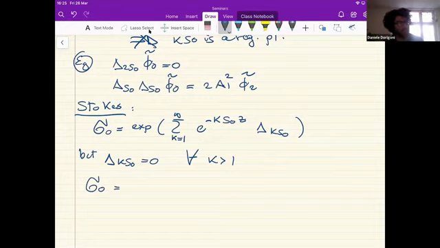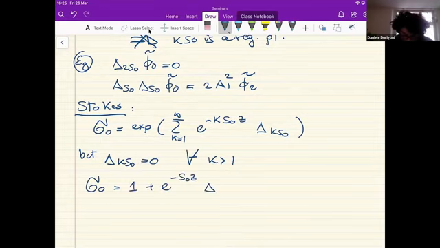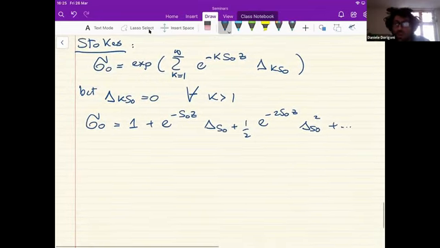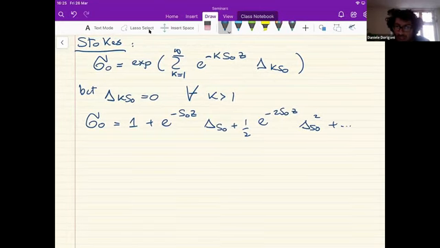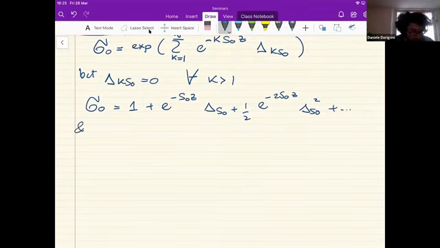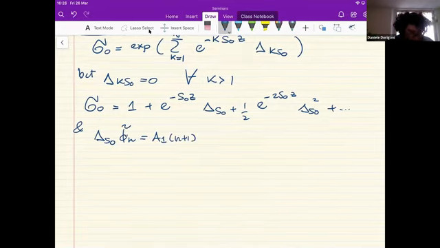We can expand the exponential: 1 plus e to the minus S0 z, delta S0, plus a half e to the minus 2 S0 z, delta S0 squared, plus dot dot dot. So we have just one type of alien derivative appearing, just that the alien derivative at S0 composed multiple times. And we also know what the action of this alien derivative does on the nth sector. It's this constant A1, phi n plus 1 tilde, by n plus 1.